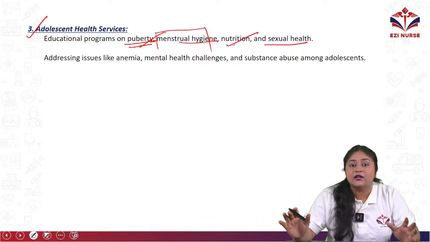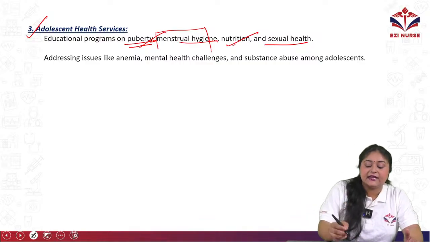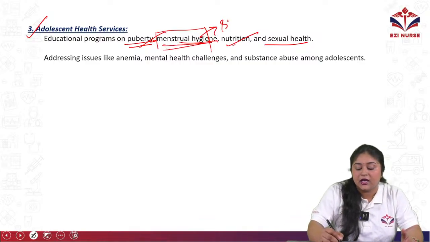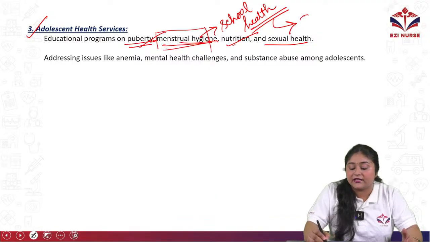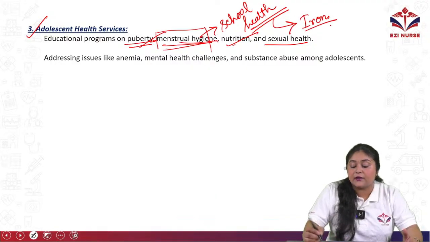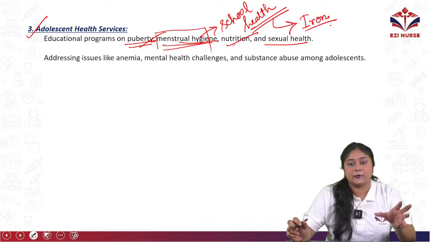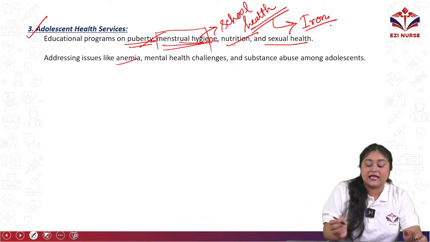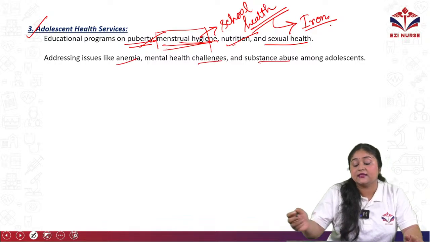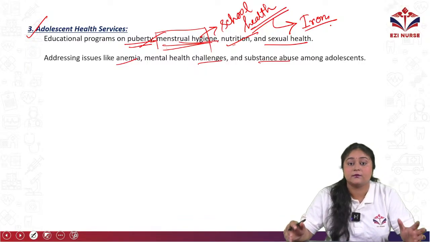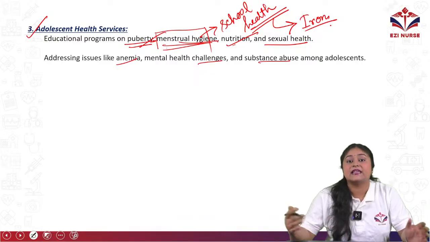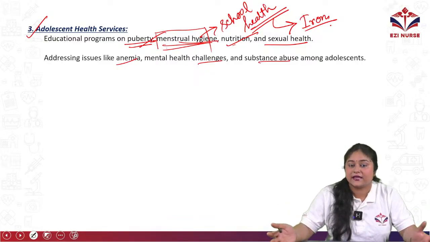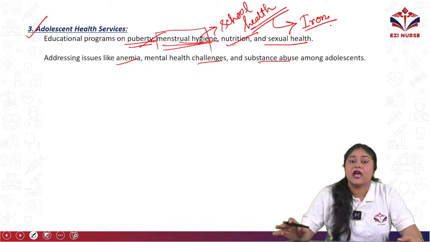So we have to provide this kind of education, and within this we can also go for school health services. In school health services we also have to provide iron tablets to the girls at puberty, addressing issues like anemia, mental health challenges, and substance abuse among adolescents, because in the adolescent period they are more likely to engage in substance abuse like alcohol, drugs or cigarettes. We have to prevent these kinds of things.